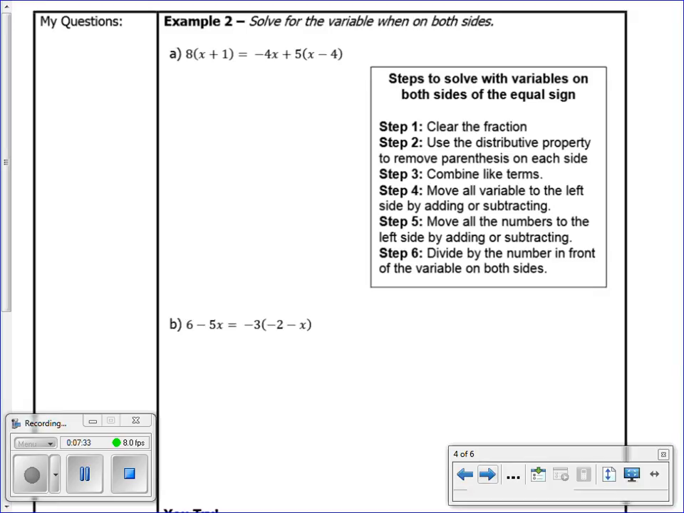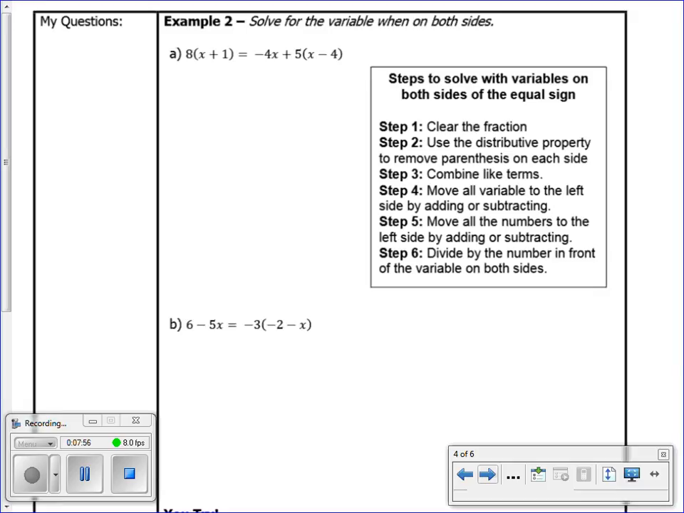Example 2 problems deal with solving variables when we have variables on both sides. The steps are very similar, but they're slightly different. So step 1 is still to clear the fraction first. If I look at letter A, I do not have a fraction, so I do not have to do step 1.